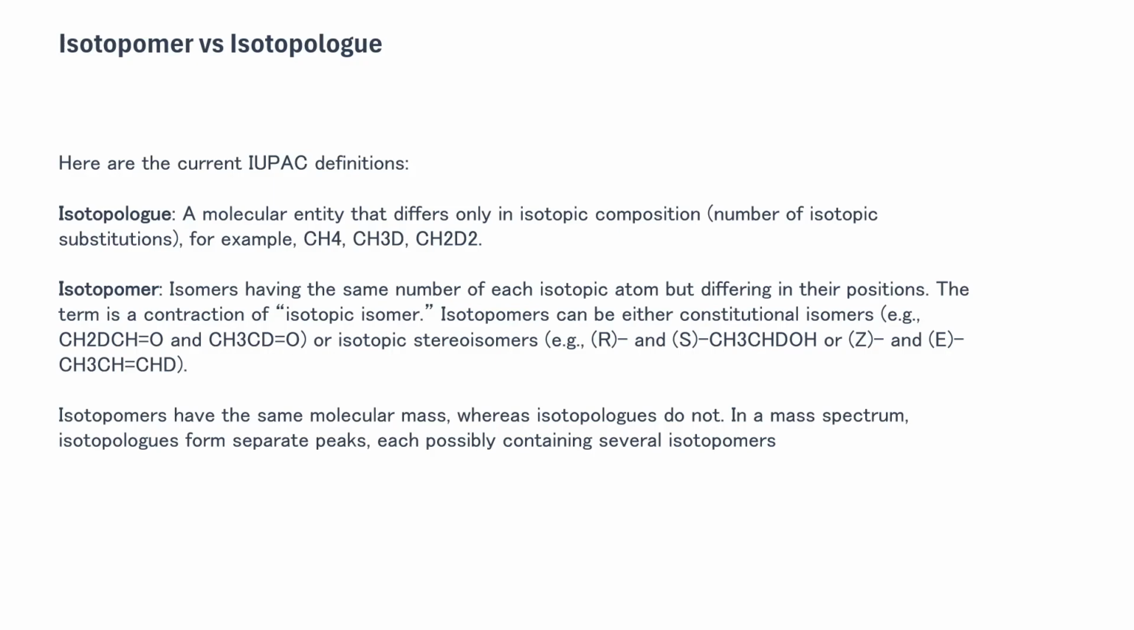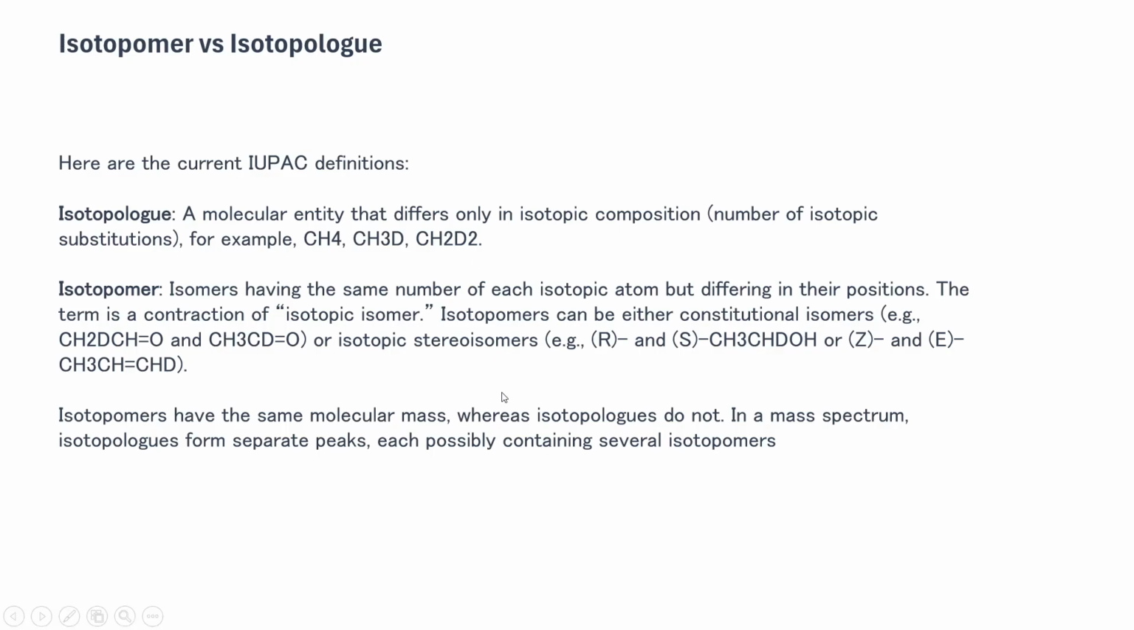The term is a contraction of isotopic and isomer, which is where isotopomer comes from, and it can be either constitutional. For example, CH2D-CH=O and CH3-CD=O. So here the difference is, here we have a methyl group, and here we do not have a methyl group. Instead, the extra hydrogen is with this carbon. But here, this extra hydrogen is basically included in this ethyl group. One extra hydrogen is included, which makes it a methyl.